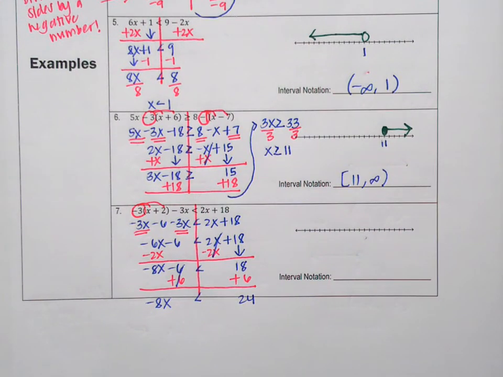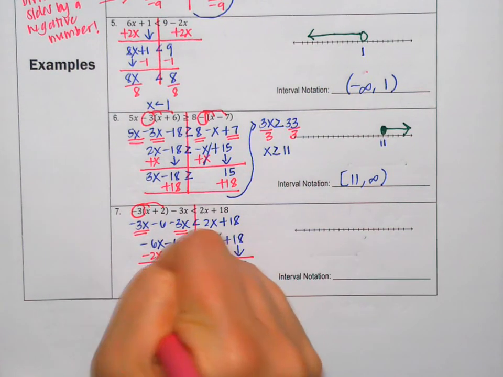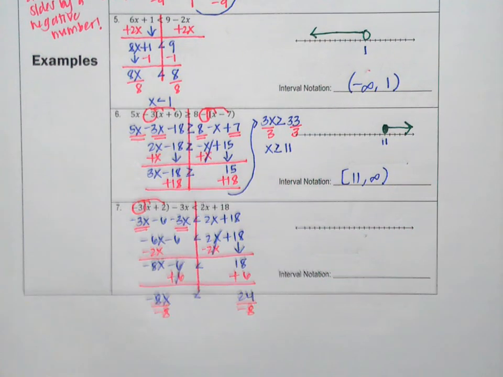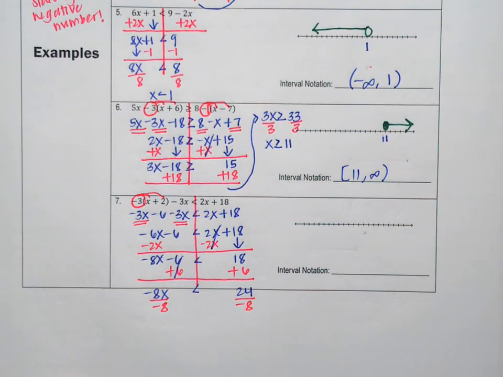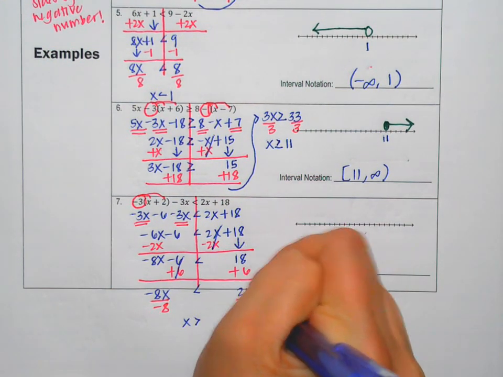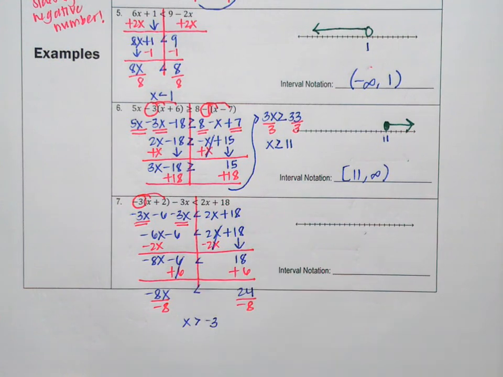My last step, remember my last step is to get x by itself. To get x by itself, I need to divide both sides by a -8. When I am dividing both sides by a negative number, I need to flip the inequality symbol. So it's going to be x is greater than now. 24 divided by -8 is -3. And that is my final answer.